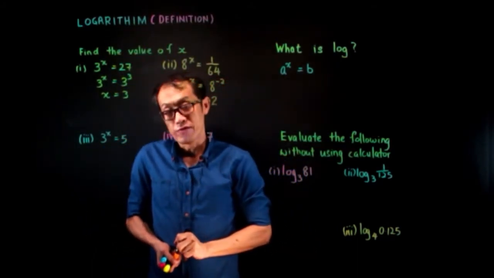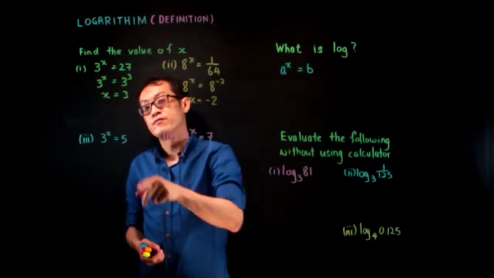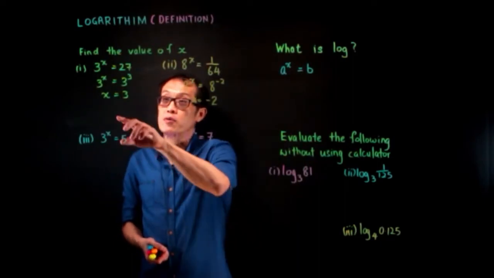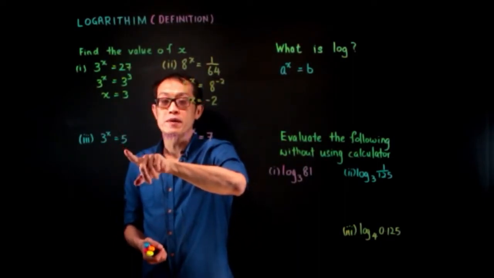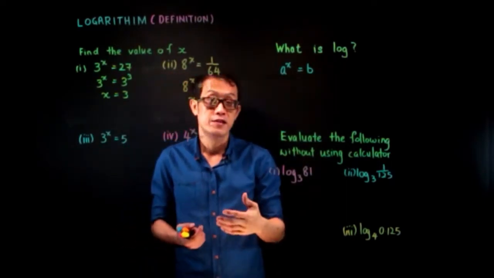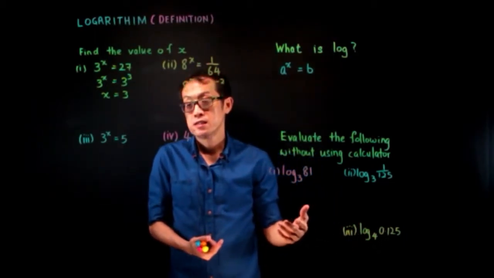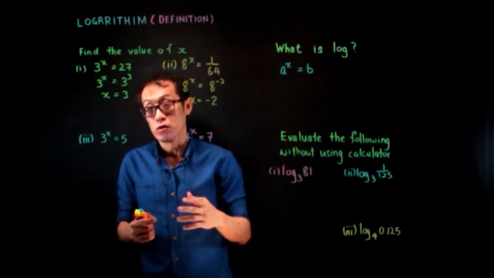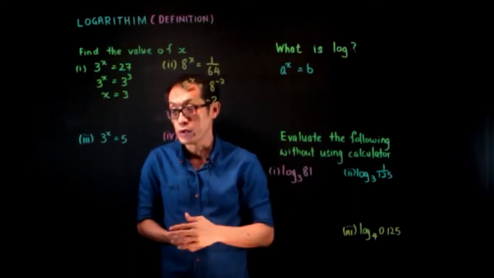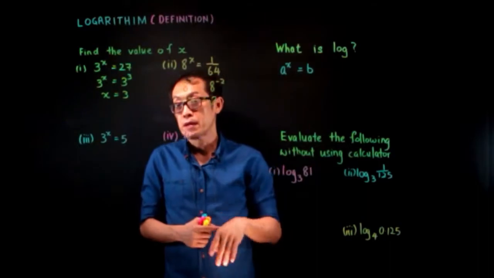3 to the power x is 5. That is quite tough. Now look at this. We cannot express, or rather it's difficult to express, 5 in terms of 3 to the power of something. So we are stuck based on the little knowledge that we have. And that is the purpose of log.